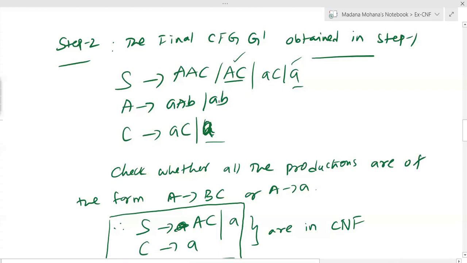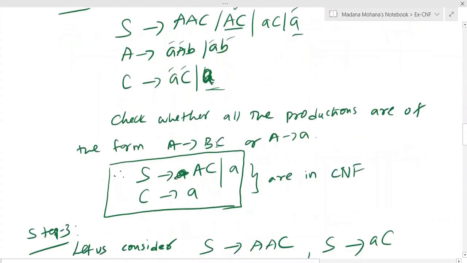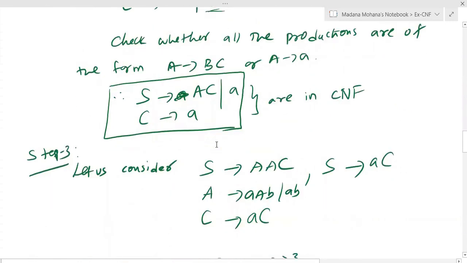Then both A productions are not satisfying. Why? Because terminal variable terminal is not in CNF form. Then terminal A, terminal B is not in CNF form. Then C derives terminal A variable C is not in CNF. Then C derives a single terminal A is in CNF. Only 2 productions in S and 1 production in C are in the required form. The remaining are not in the required form. For those you can proceed to step 3. Check whether all the productions are of the form A derives BC or A derives a. Only these productions are in CNF: S derives AC or a, then C derives a. The remaining are not in CNF. For those you can apply steps 3 and 4.